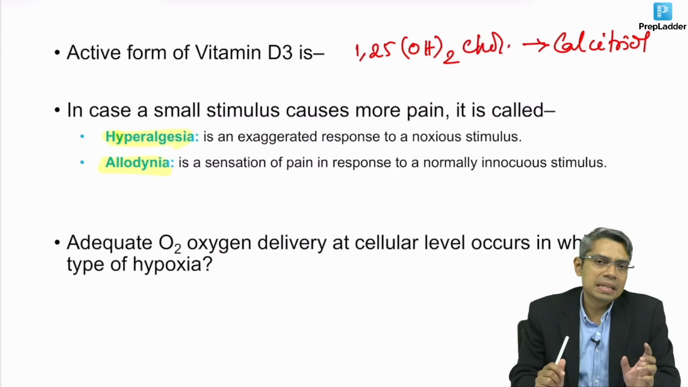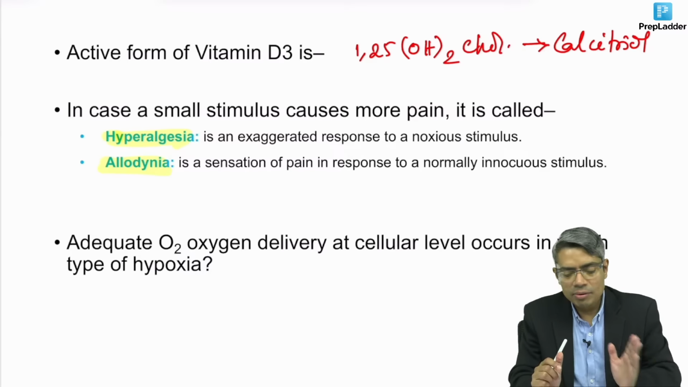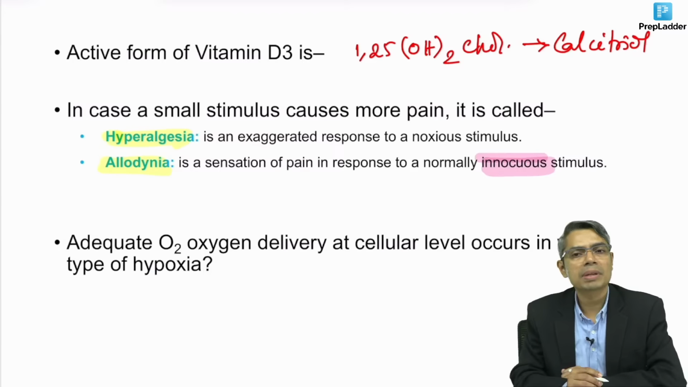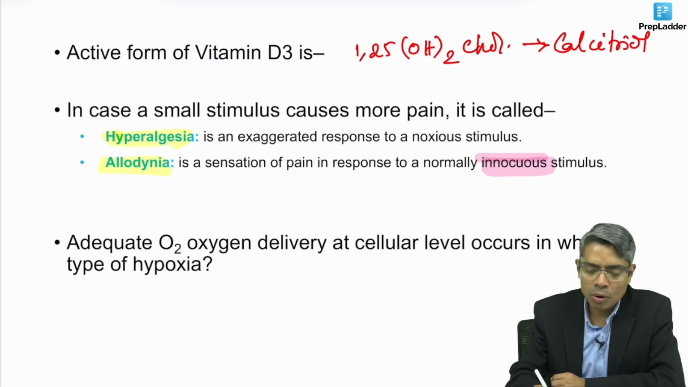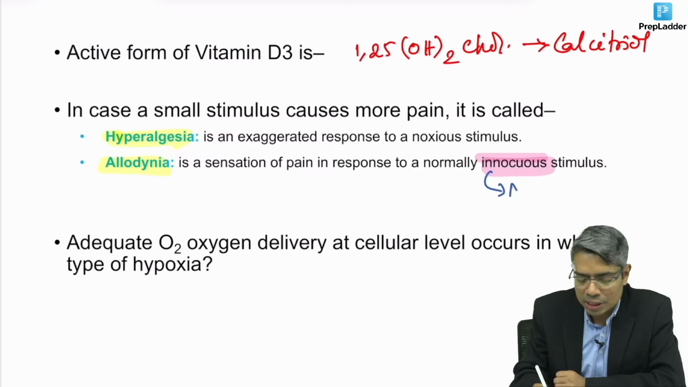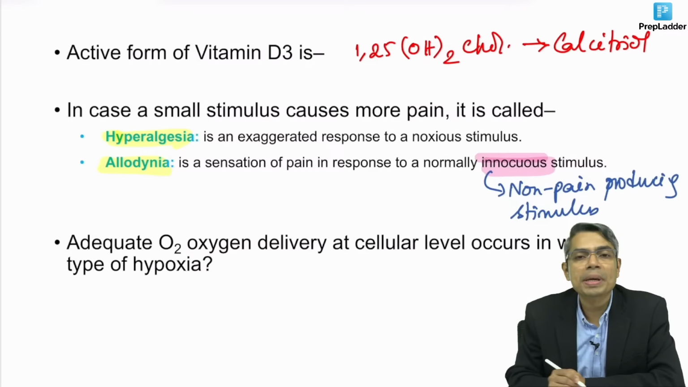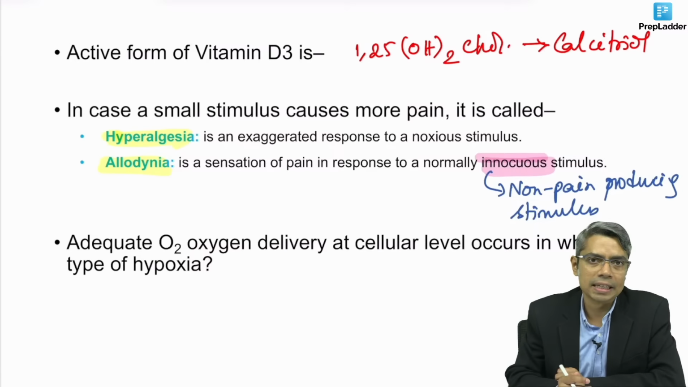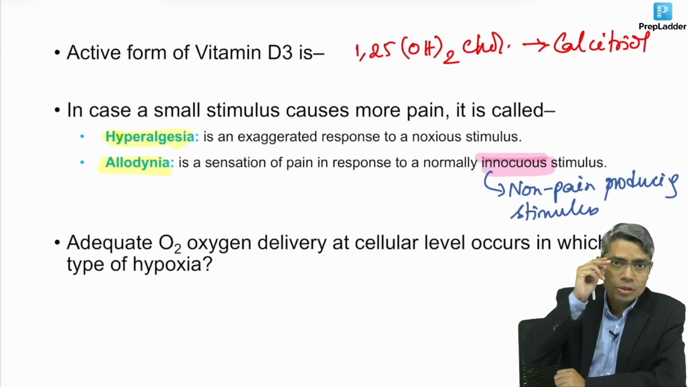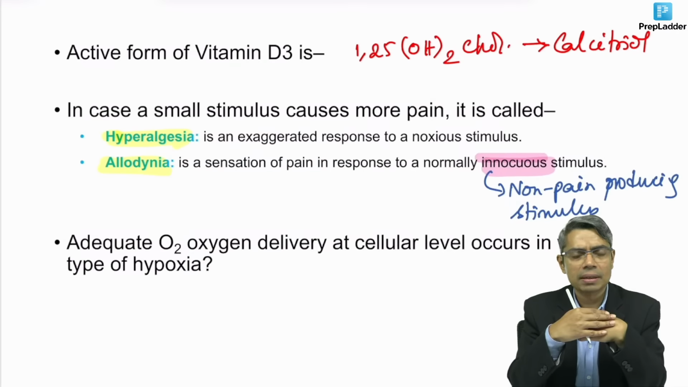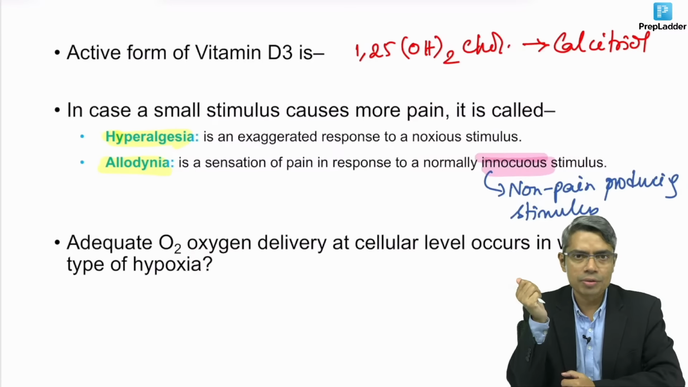Allodynia means if I give a non-painful stimulus, look at this statement: it is a sensation of pain in response to a normally innocuous stimulus. What is the meaning of innocuous stimulus? Innocuous stimulus means a non-harmful, non-pain-producing stimulus. When a non-pain-producing stimulus is giving you pain sensation, that is known as allodynia. Getting my point? Suppose I am simply touching your body and you are getting pain. That is abnormal.